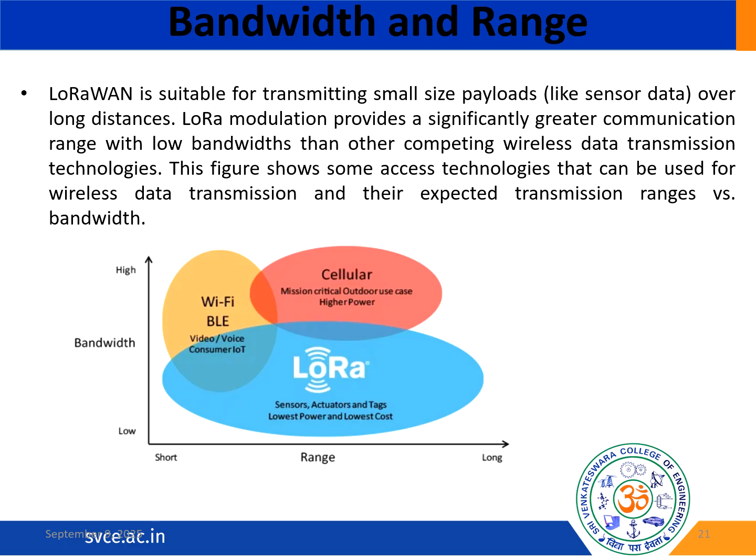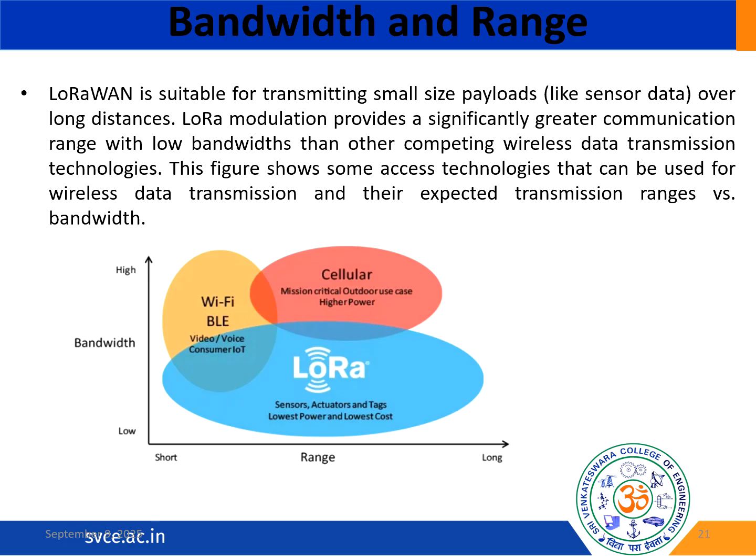So next we'll see about the bandwidth and range of LoRaWAN. LoRaWAN is suitable for transmitting small size payloads like sensor data over long distances. LoRaWAN end devices are optimized to operate in low power mode, and it can last up to 10 years on a single coin cell battery. LoRaWAN gateways can transmit and receive signals over a distance of 10 kilometers in rural areas and up to 3 kilometers in dense urban areas.